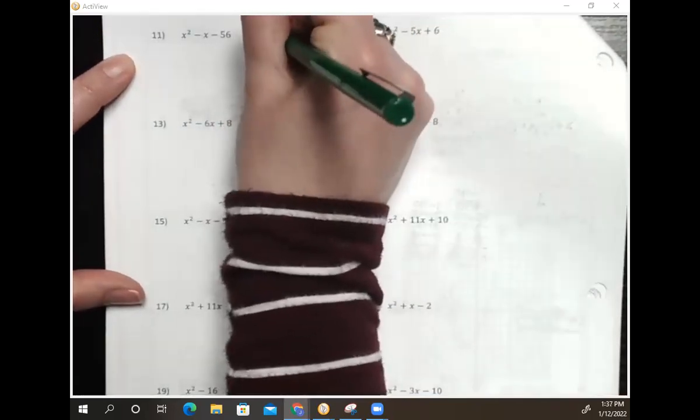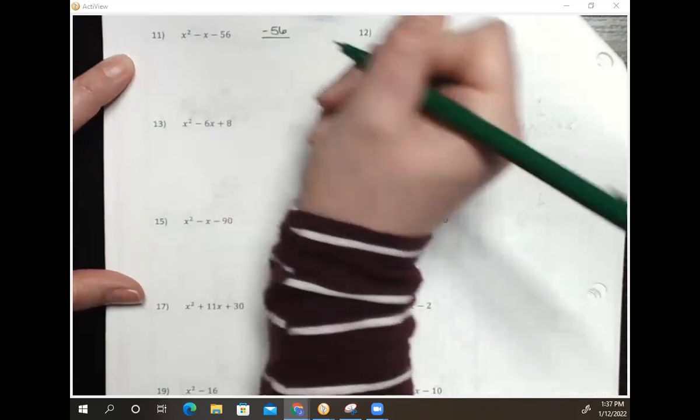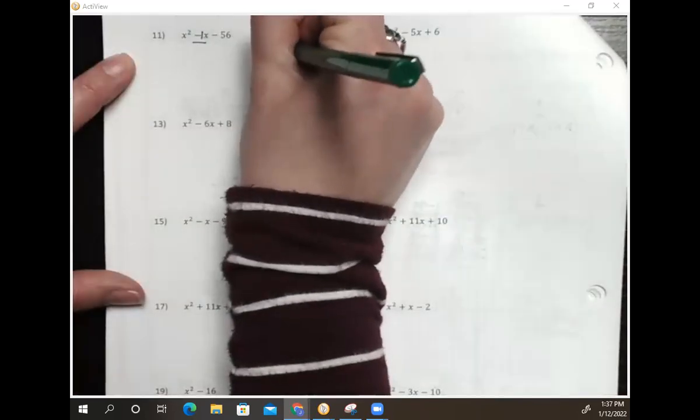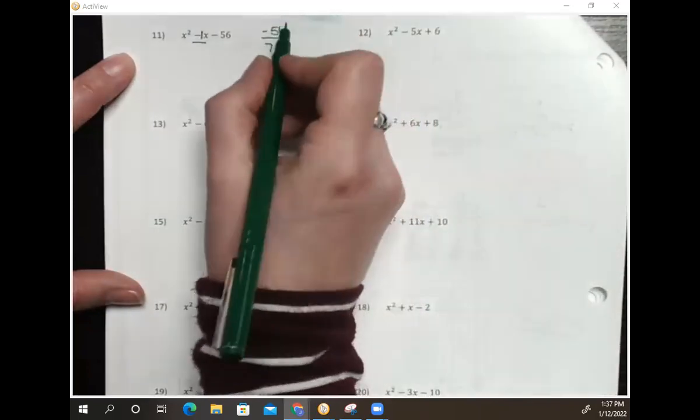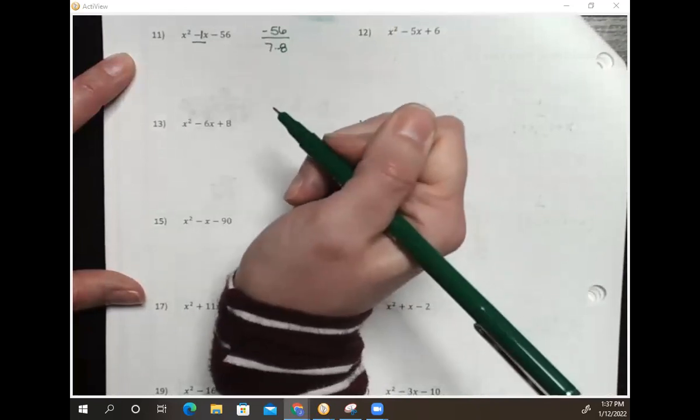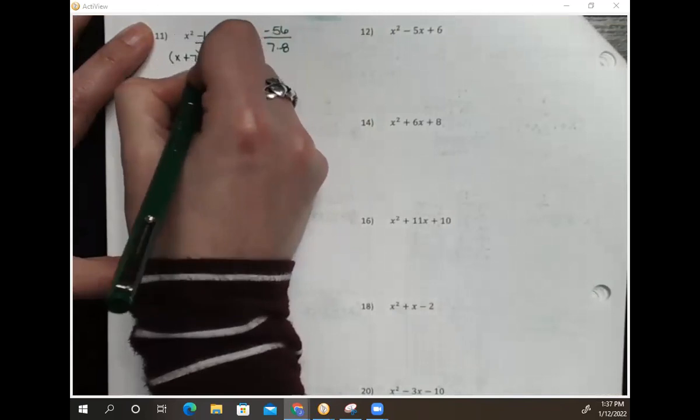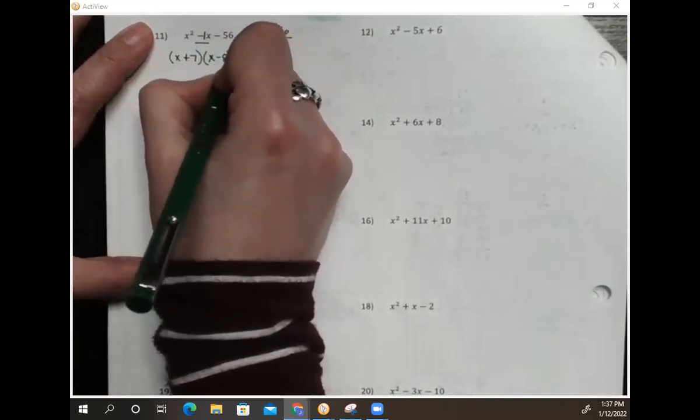Okay, let's take a look at these. For number 11, I want factors of negative 56 that add to negative 1. 7 times negative 8. Multiply and I get negative 56. Add and I would get negative 1. Anytime my number here is small, that's a hint that my positive and negative number will probably be close together. So this is x plus 7 times x minus 8.